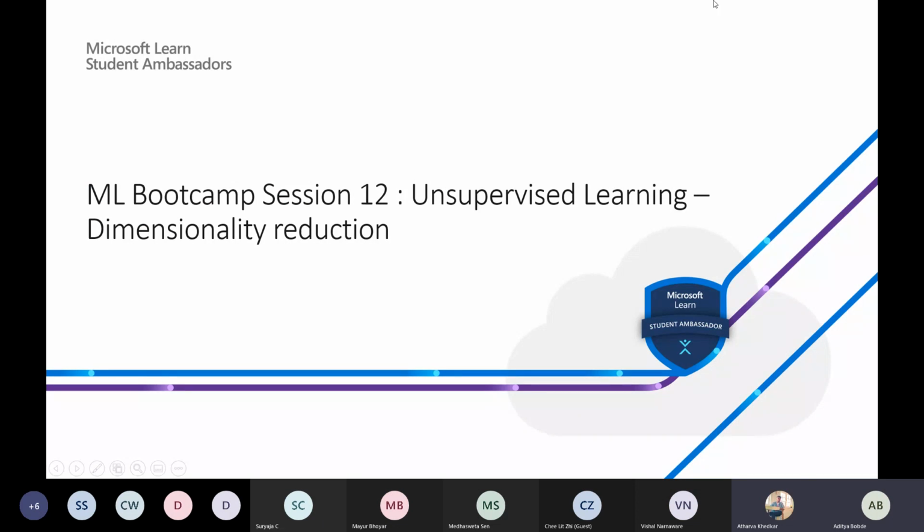Okay, so today we will be starting with the 12th session of the Machine Learning Bootcamp. In this session, we will be getting into unsupervised learning, and to be more specific, we will be seeing dimensionality reduction. So this is a major concern in machine learning.